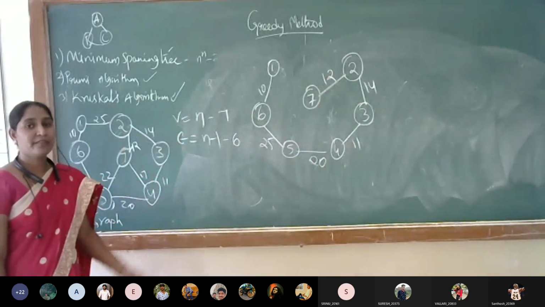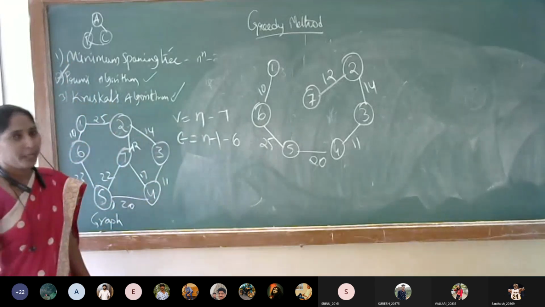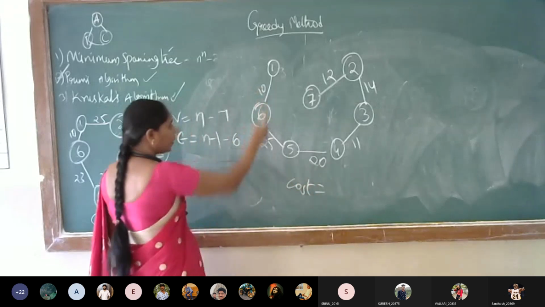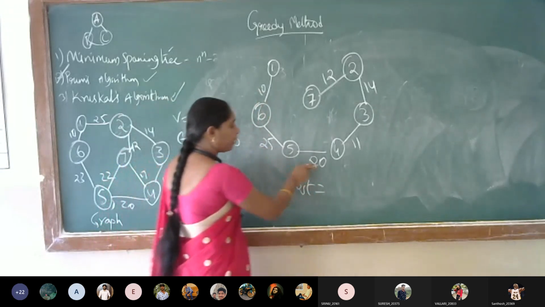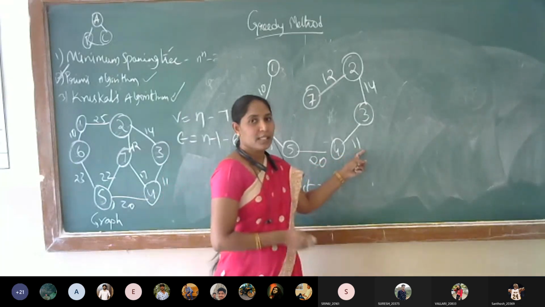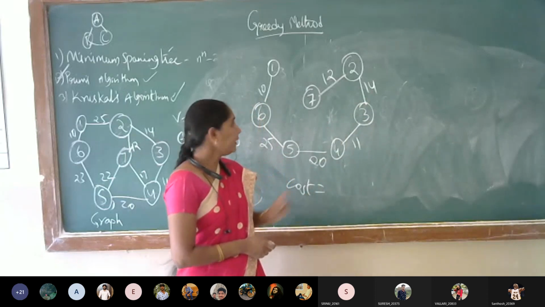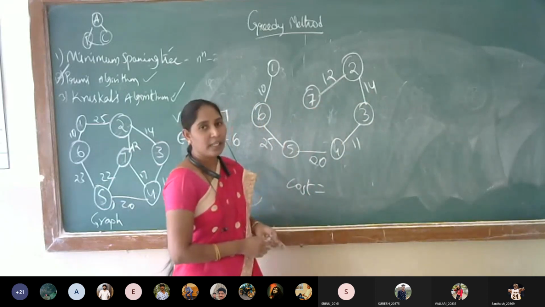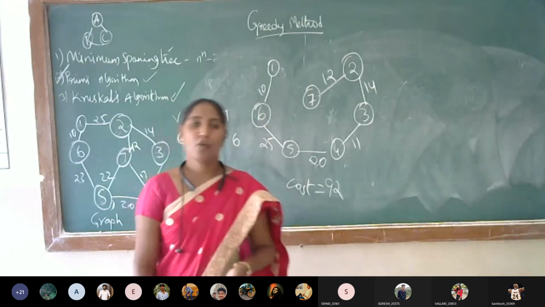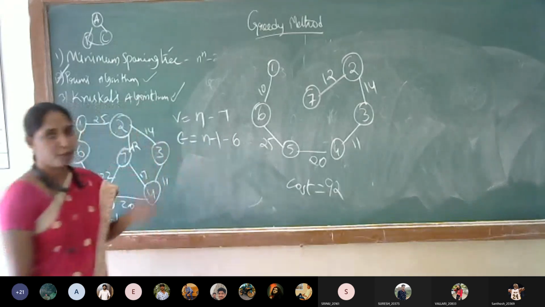Okay, this is about finding the minimum spanning tree by making use of Prim's algorithm. So what will be the cost? The cost will be 10 plus 25, 35, 35 plus 20, 55, 55 plus 11, 66, 66 plus 14, 80, 80 plus 12, 92. So 92 is the minimum cost of the spanning tree by making use of Prim's.